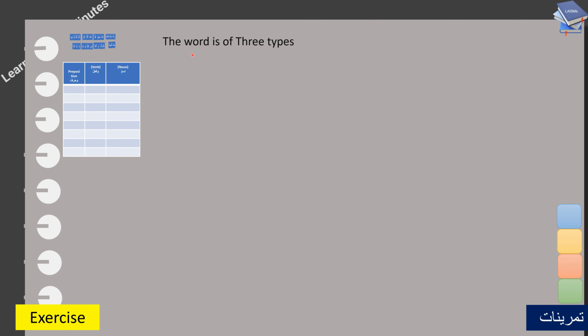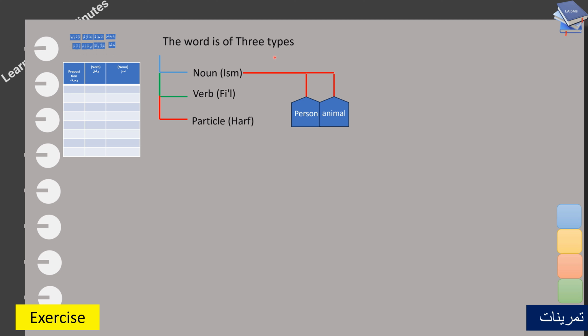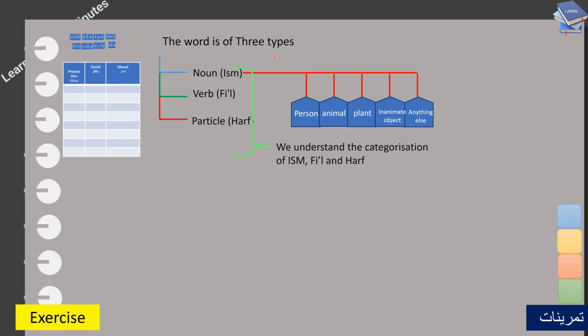We understand the word is of three types: ism, fi'l, harf. We also understand that ism refers to every word used to name a person, animal, plant, inanimate object, or anything else. We understand the categorization of ism, fi'l, and harf, but how can we identify them within a sentence? For instance, is a word a noun? So in this, is it a noun? Is it a verb? Is it a harf?